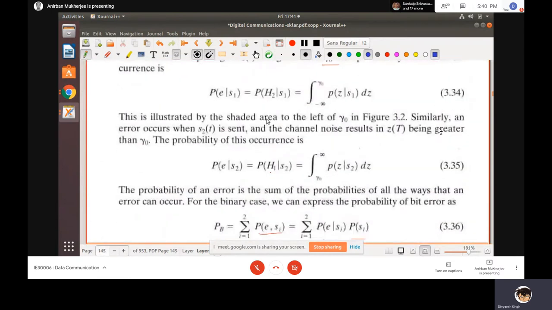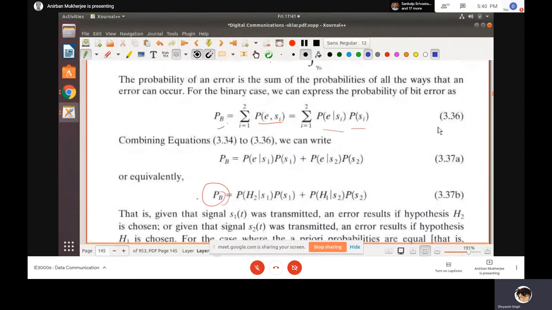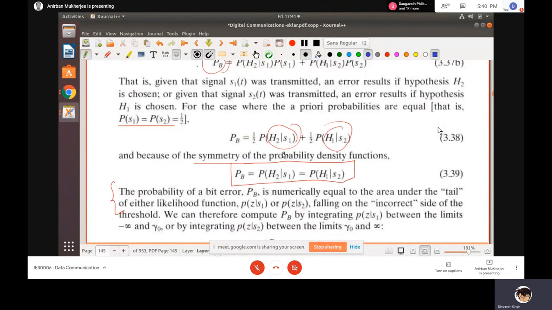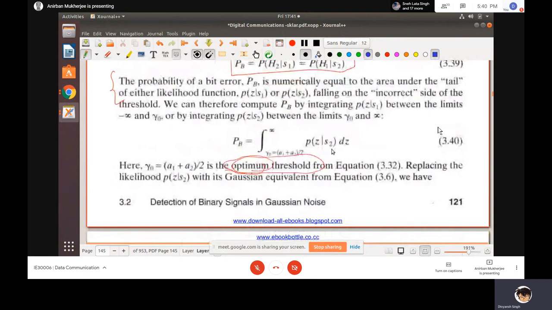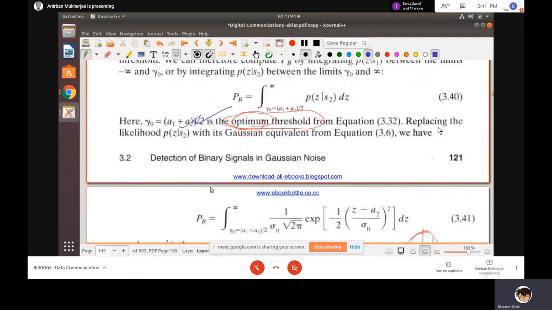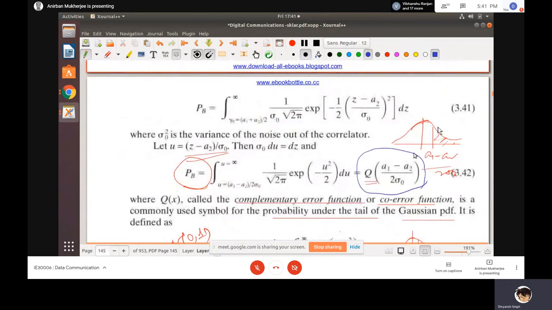If you remember, we calculated the probability of bit error. Finally, for binary one, we explained it this way, and what we tried to find out is my optimum threshold. The probability of bit error is finally a complementary error function of (A1 minus A2) by 2 sigma. This Q is a standard normal variate. What is the Q function? The Q function is the right-hand probability.